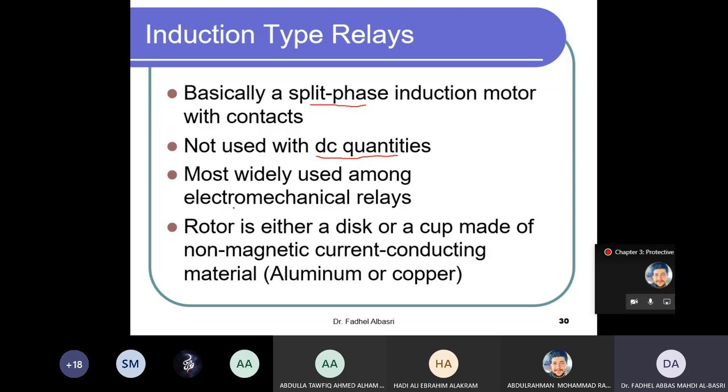This type of relay is the most widely used among electromechanical relays. The rotor is either a disc or a cup, as I mentioned. That's why we call it the induction disc type or induction cup type. I'll show you later. The rotor, which is the disc or cup, is made of non-magnetic material like aluminum.